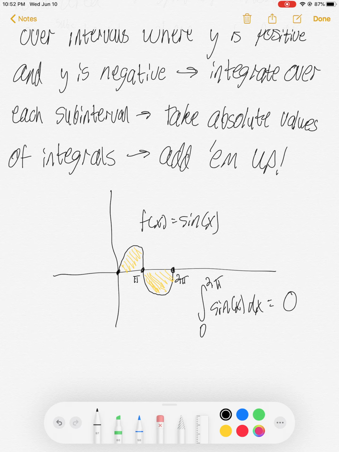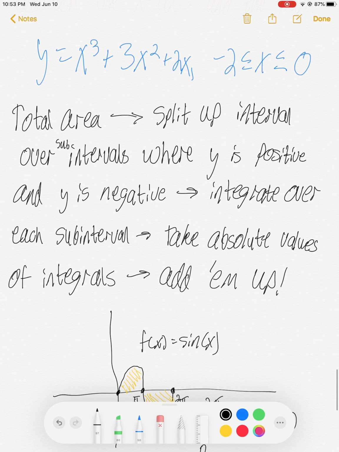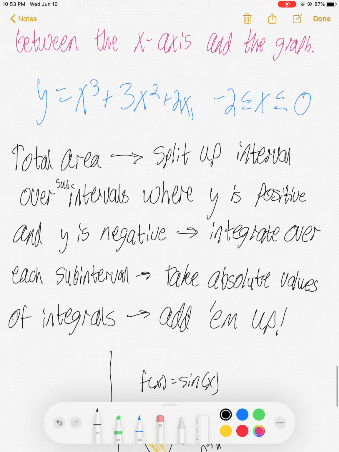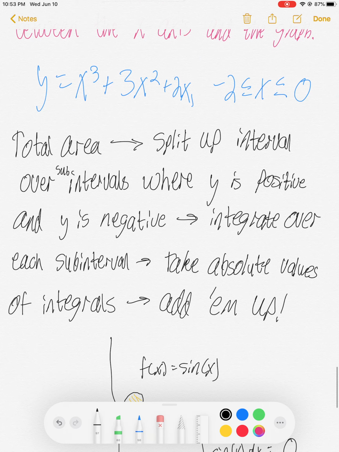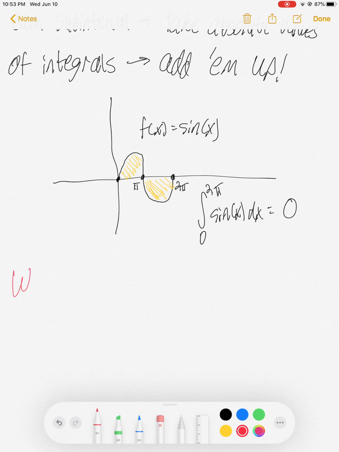However, if I just integrated over the entire interval 0 to 2 pi, these two regions would cancel each other out because one is above the x-axis and one is below the x-axis. So the integral from 0 to 2 pi of sine of x dx does come out to 0. Again, that's because I have these two symmetric regions, one above and one below the x-axis, so they cancel each other out. However, clearly the area is not 0, right? We can certainly see that it's bigger than 0. So this doesn't quite get at the problem that we want to solve.